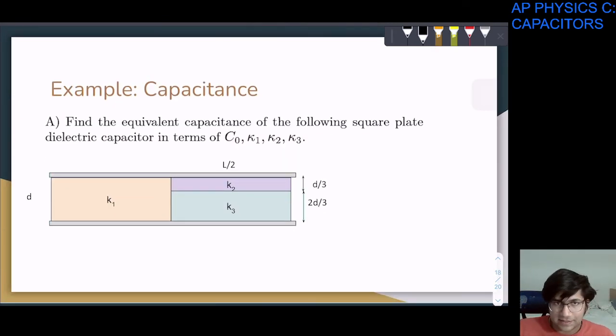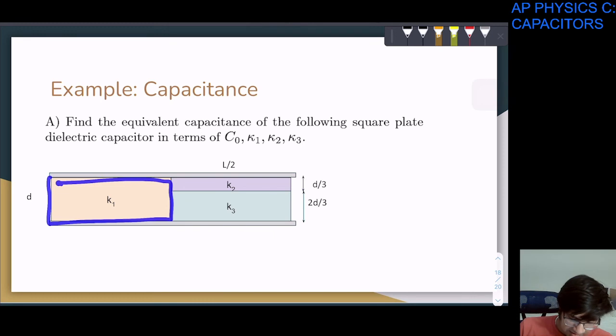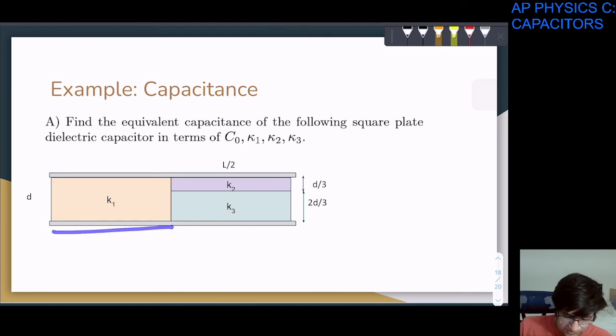Now, let's look at an example, one example for today. What we're looking at here is a square plate capacitor. The keyword is square plate, so when we think about the area of the plate, just remember it's a square. We have this dielectric material in this region, and the dielectric constant is kappa 1. On this half, we have two dielectrics: one is kappa 2, the other is kappa 3. These have distances d over 3 and 2d over 3. The full distance is d, and this is L over 2, and this is another L over 2.